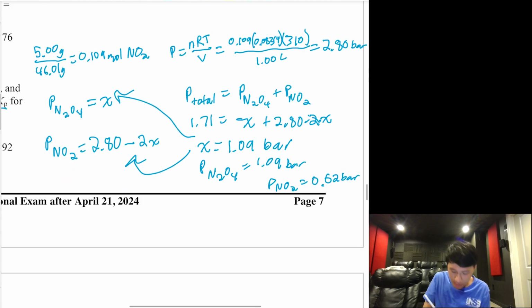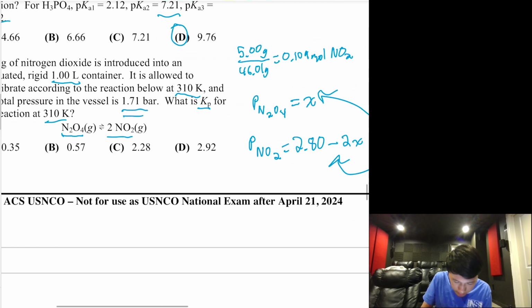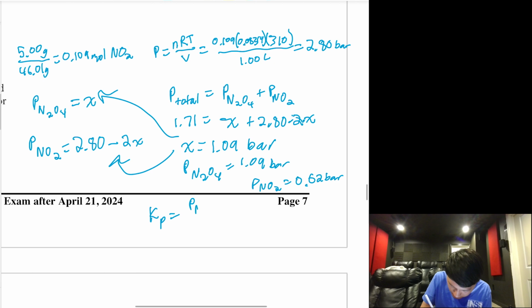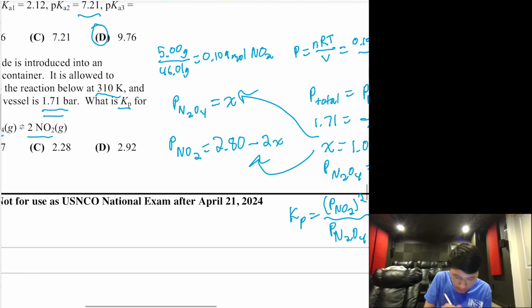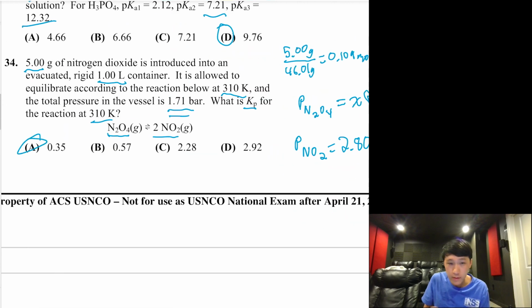So we know Kp equals pressure of NO2 squared divided by pressure of N2O4, and that's going to equal 0.62 squared over 1.09, and that comes out to 0.35. So A is our correct answer.